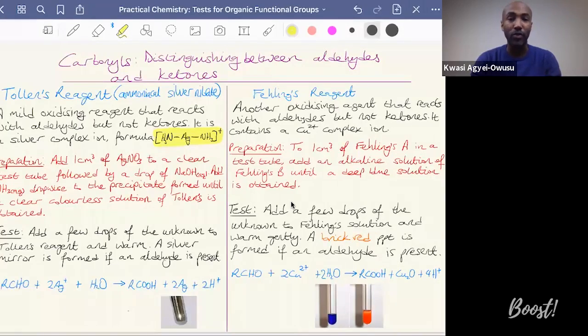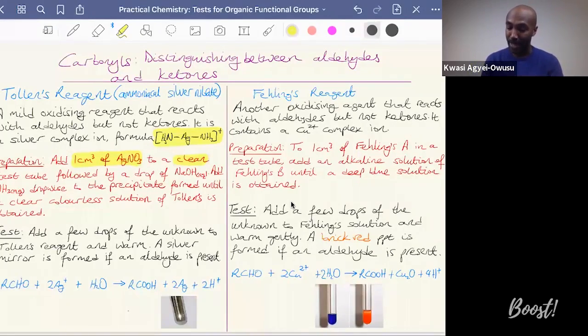It's fairly straightforward. You take a centimeter cube of silver nitrate into a clean test tube. It's important to emphasize that the test tube has to be clean, otherwise the observation made at the end isn't as pretty, for want of a better word, and you'll see what I mean in a second. So we're looking at adding 1 centimeter cube of our silver nitrate to a clean test tube, and then we're going to add some sodium hydroxide.